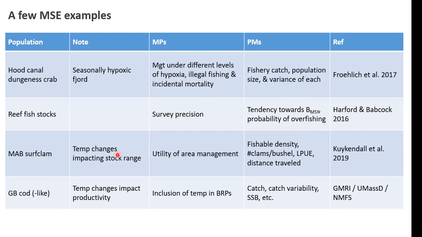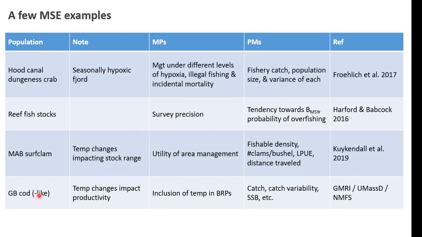This third one was interesting. This was surf clams in the Mid-Atlantic Bight, in the context of temperature change that might be impacting the range of the stock. They were looking at management procedures that had to do with area management, similarly to the scallop fishery. The performance metrics they used were fishable density, number of clams per bushel, landings per unit effort, and the distance traveled by the fleet. Since they had a spatial model here, they could look at that distance traveled.